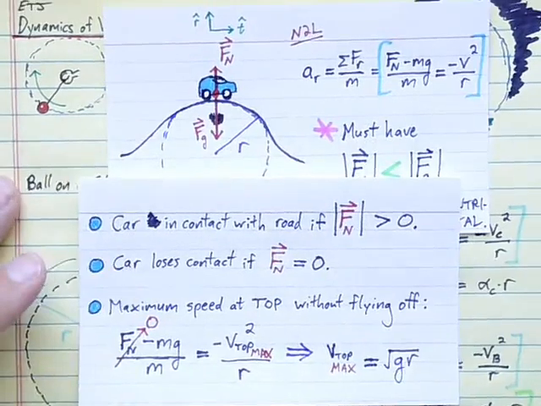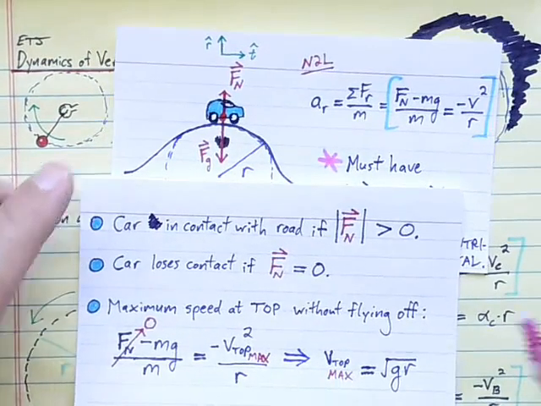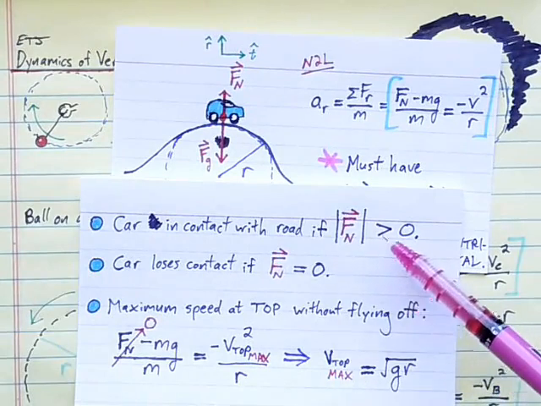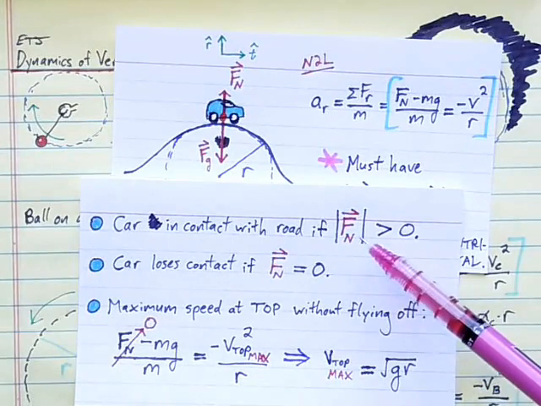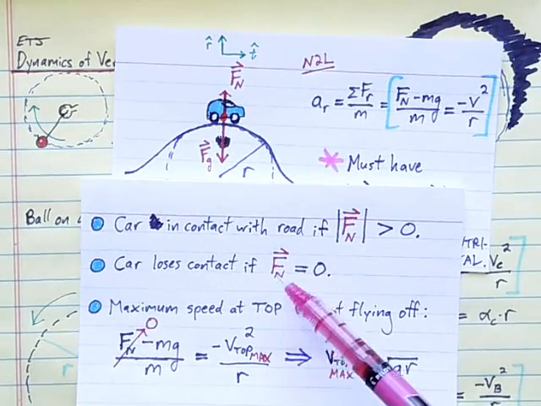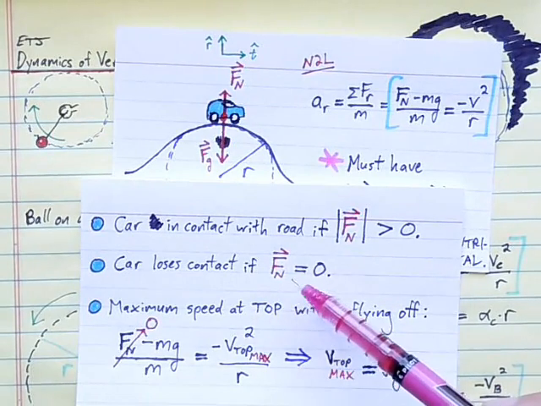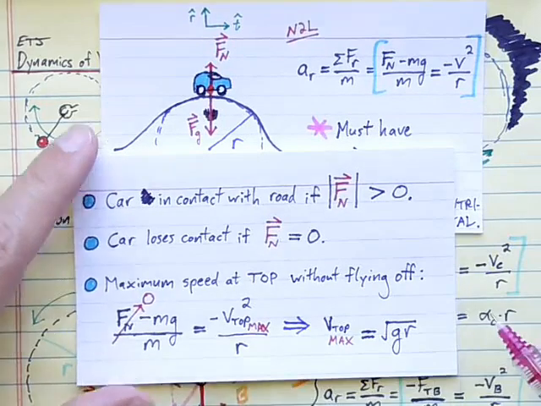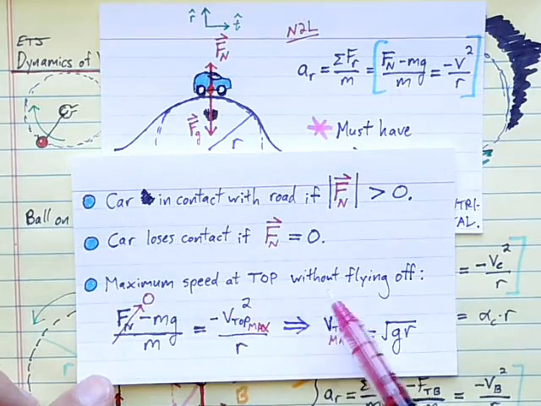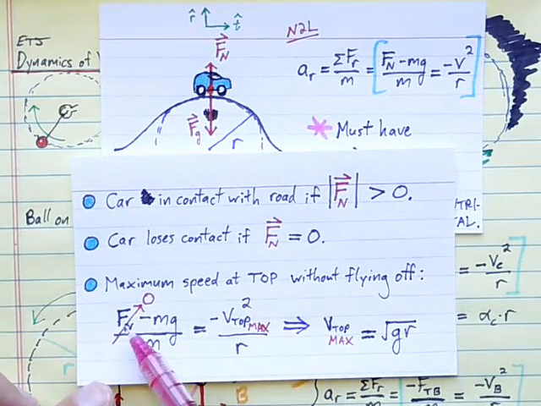The car stays in contact with the road as long as there is a normal force. That's your contact force between the car and the road. So as long as that normal force is non-zero, you're touching the road, you haven't gone airborne. But if that normal force disappears, then your tires have lost contact with the road and you are airborne. So we can determine the maximum safe speed for going over the top of the hill without flying off by considering the speed that would cause the normal force to go to zero. The speed at which the tires lose contact with the road is your maximum safe speed, because now you're going airborne.